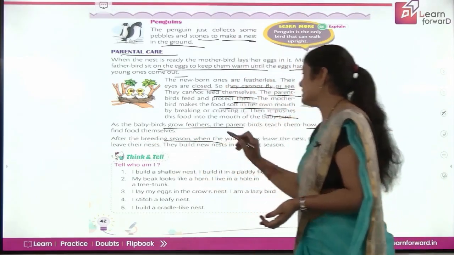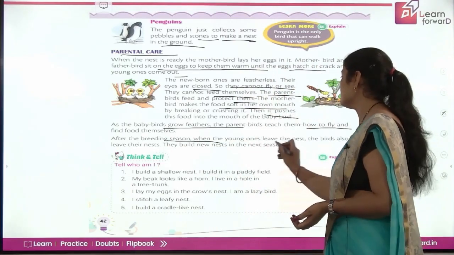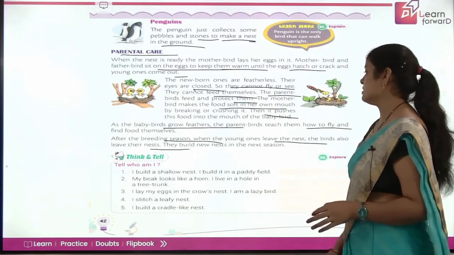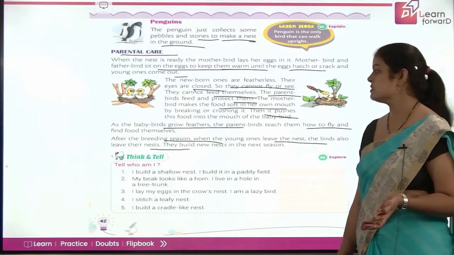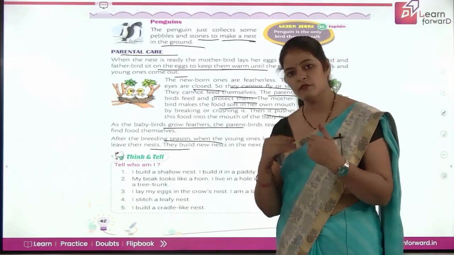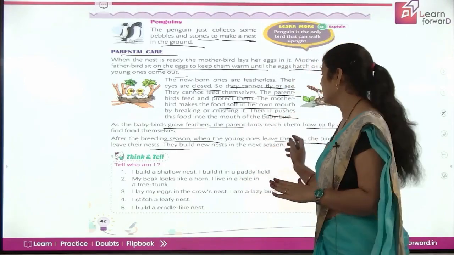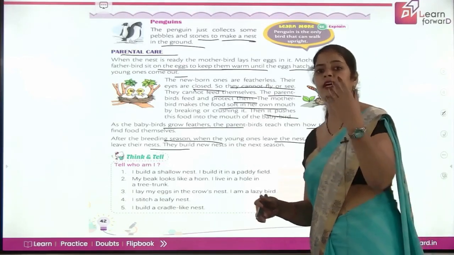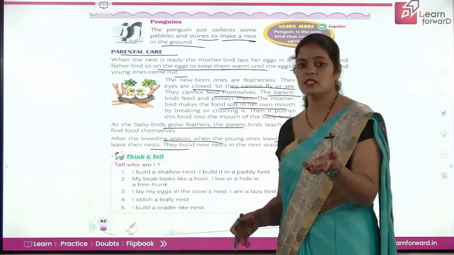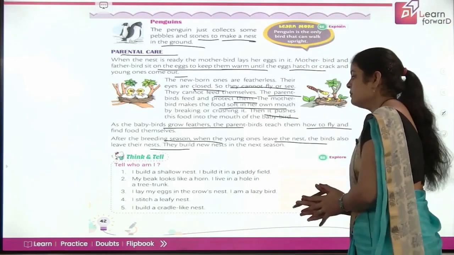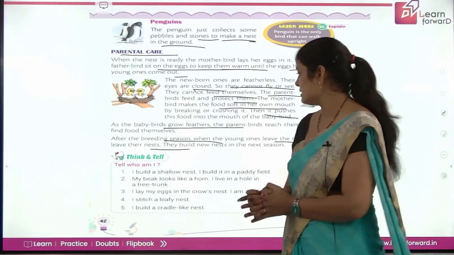After the breeding season, when the young ones leave the nest, the birds also leave their nest. They build new nests in the next season. As this one season is over, the young ones fly away, and later the mother and father also leave their nest, find a new comfortable place, and build their new home or nest there. Okay, fine. So this is all about this.